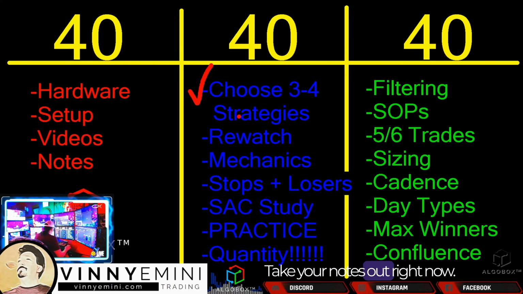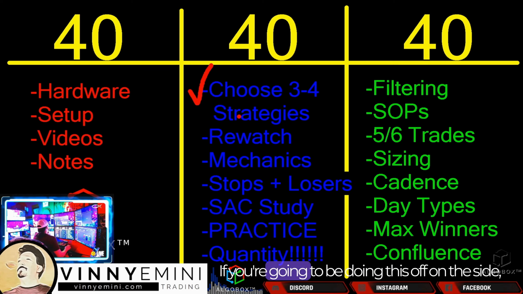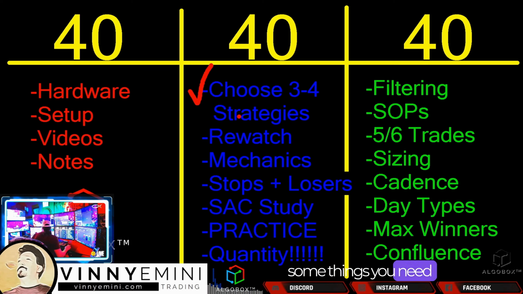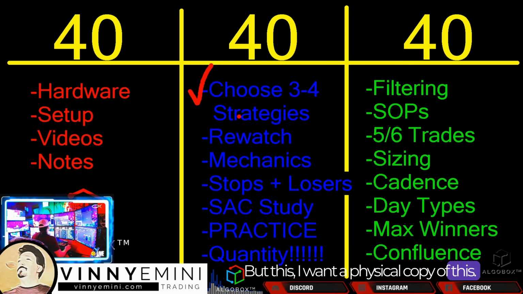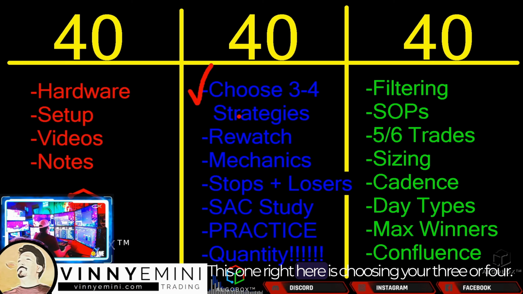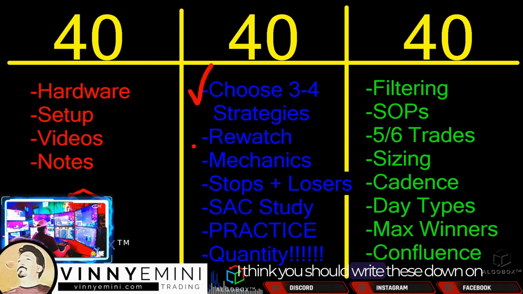Take your notes out right now, write it down on a paper. Hopefully it's in a spiral notepad if you're going to be doing this off on the side. Some things you need to have physically at your desk. Other things, I don't mind if you have them as digital copies in your notes, but this, I want a physical copy of. So pause the video here, get your notes out, make sure you've got a spiral notebook. This one right here is choosing your 3 or 4. I think you should write these down on paper nearby so that you know what you've chosen at the beginning. 3 or 4 strategies.